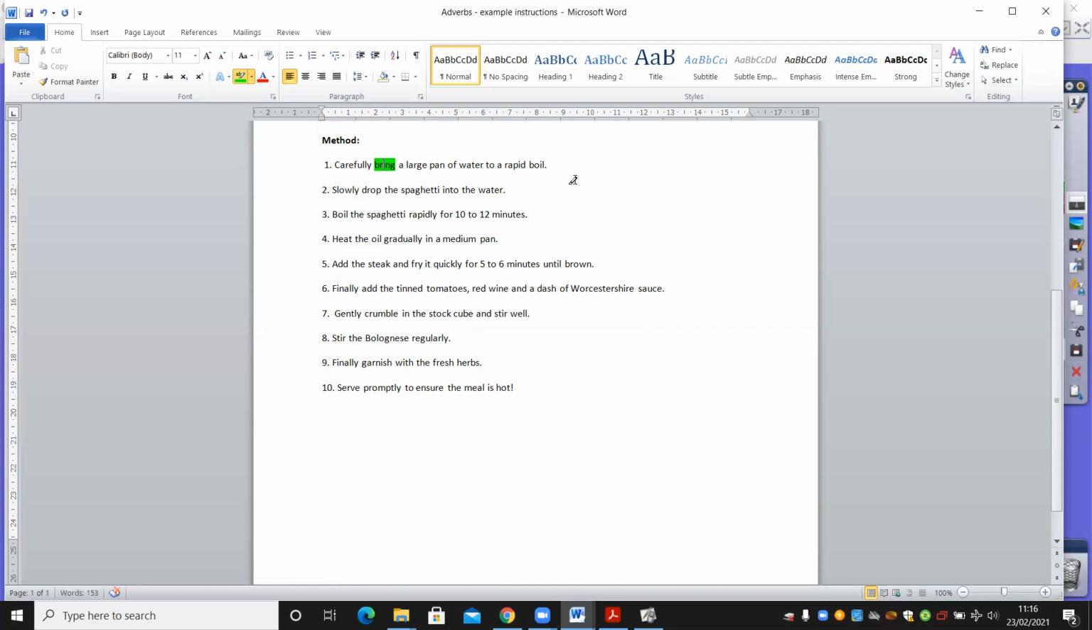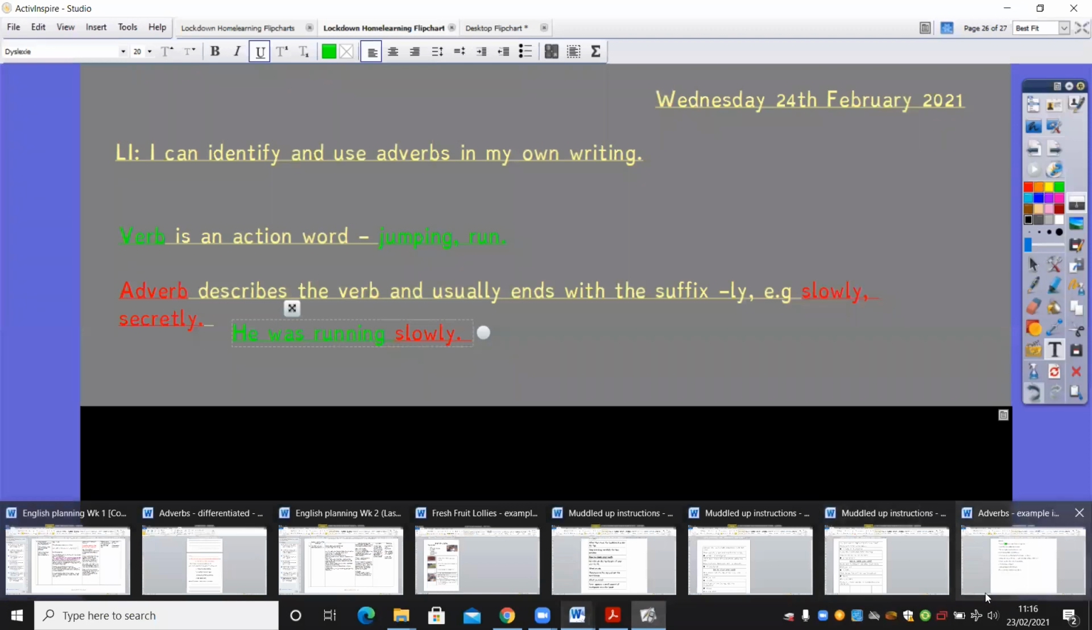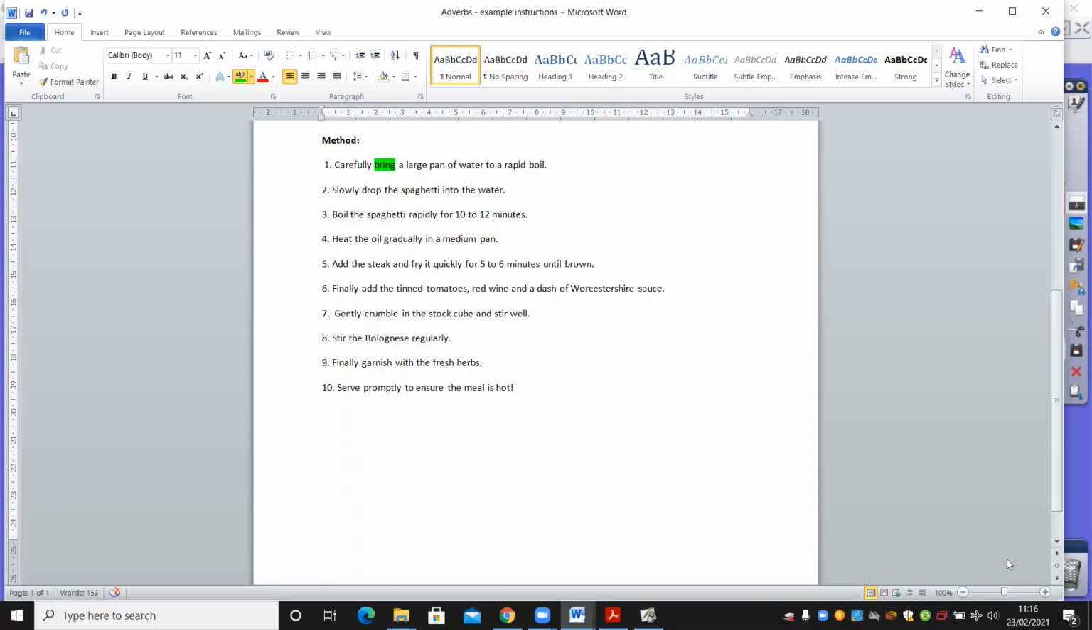Well done. Now, children, this is the really easy bit. Because if I find my verb in a sentence, and I know that an adverb is the word which usually ends in ly and describes the verb, like we've said here: an adverb describes the verb and usually ends with the suffix ly. That can really help me to spot my adverb straight away. Can you spot the adverb in step number 1?